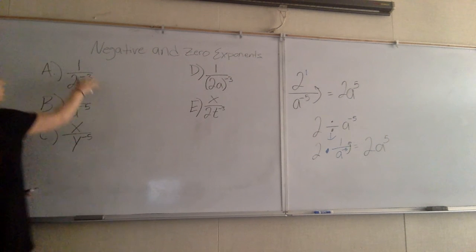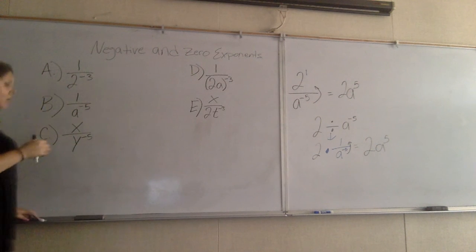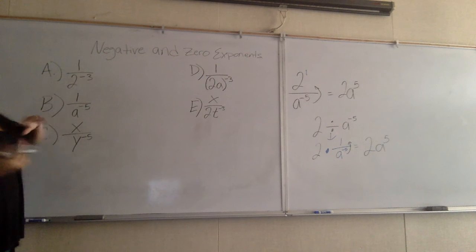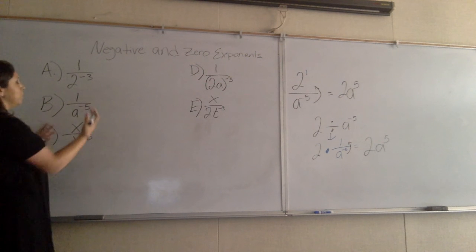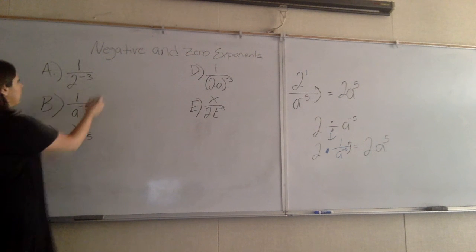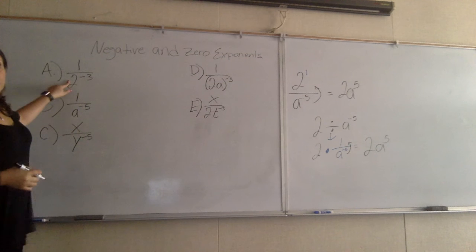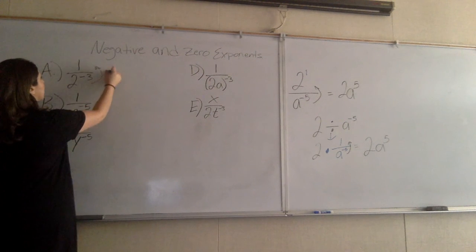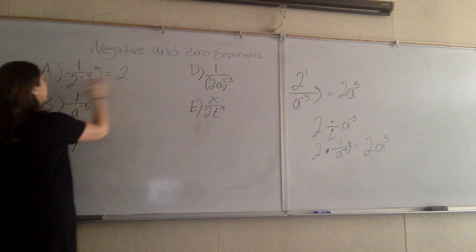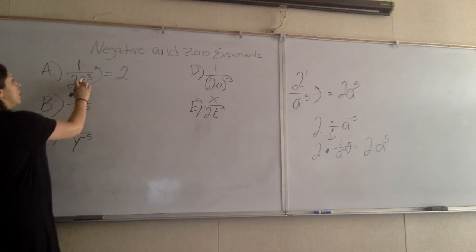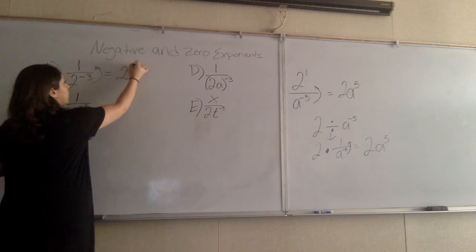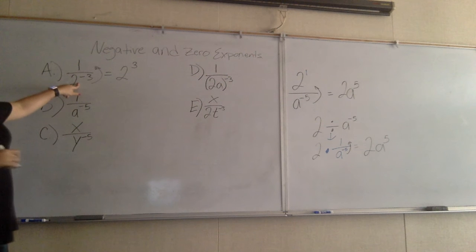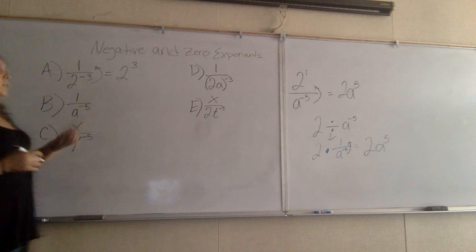So I have 1 over 2 to the -3. Again, negatives don't like where they're at. That's the reason why they're sad, they're upset. So I need to move it. This is at the bottom, so if it's on the bottom, it wants to move to the top. So I get 2, because 2 times 1 is 2. I see this 3. I'm going to put it up here just like it was down here. But instead of it being negative, it's now going to be positive because it's happy.